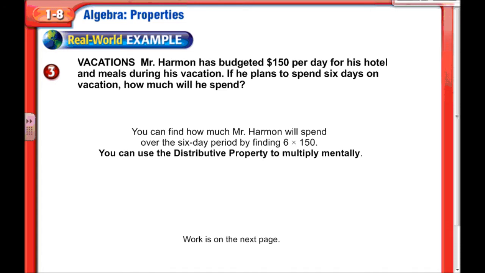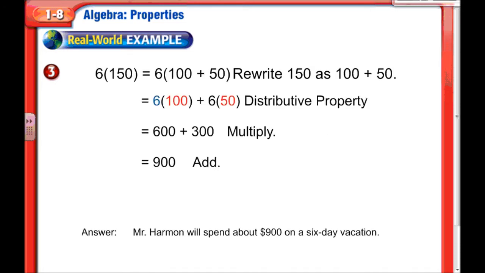So how do you do that? Well, I don't know 6 times 150 off the top of my head, but here's what they're suggesting you can do. Break the 150 into 100 plus 50. Now, do you see? It's looking more like the distributive property. Now we just follow our rules.